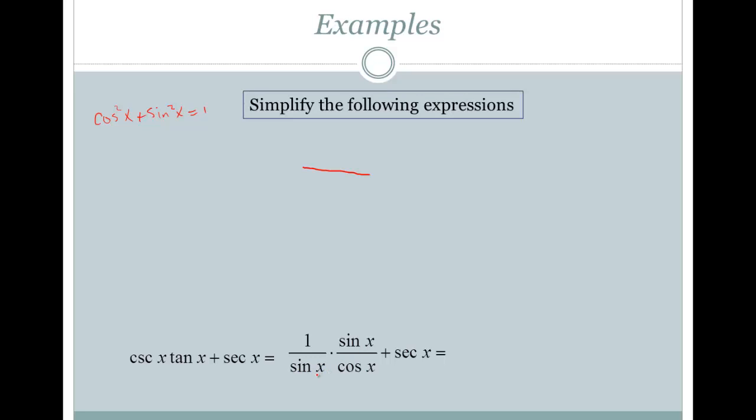Look what happens to the sine x. The sine x's here are going to cancel. I'm going to get 1 over cosine x. This right here, we know from our reciprocal identities, is simply equal to secant x. So I get secant x plus secant x, which is equal to 2 secant x.